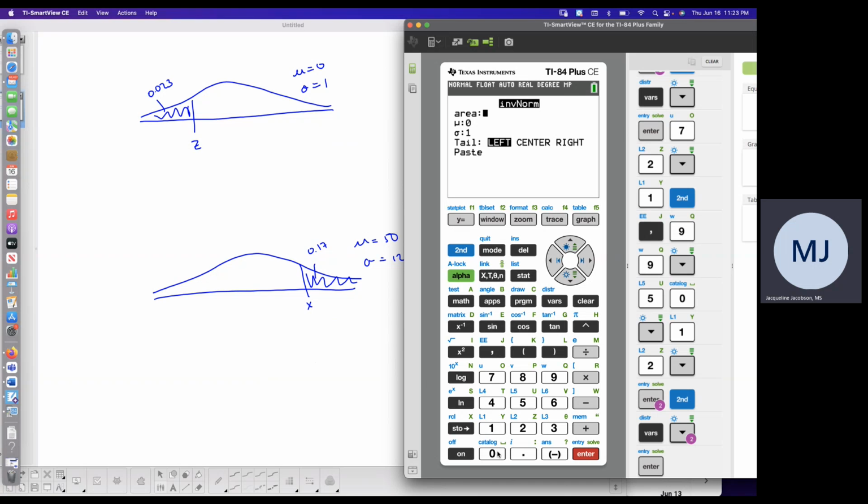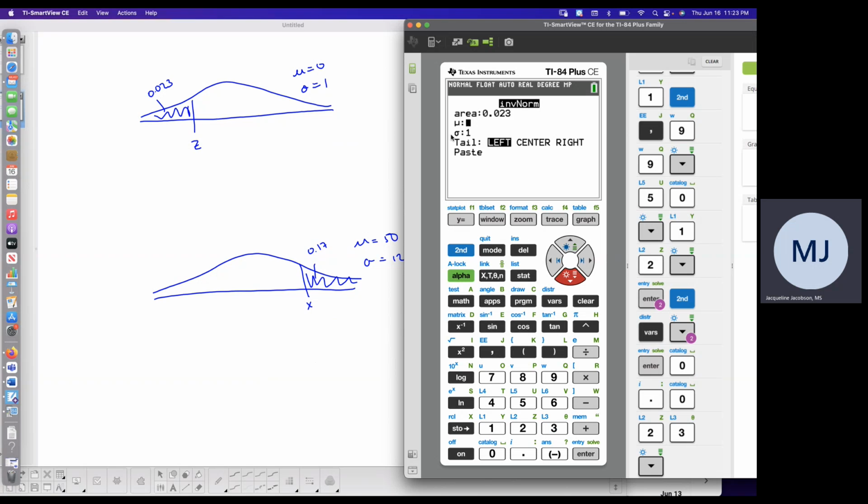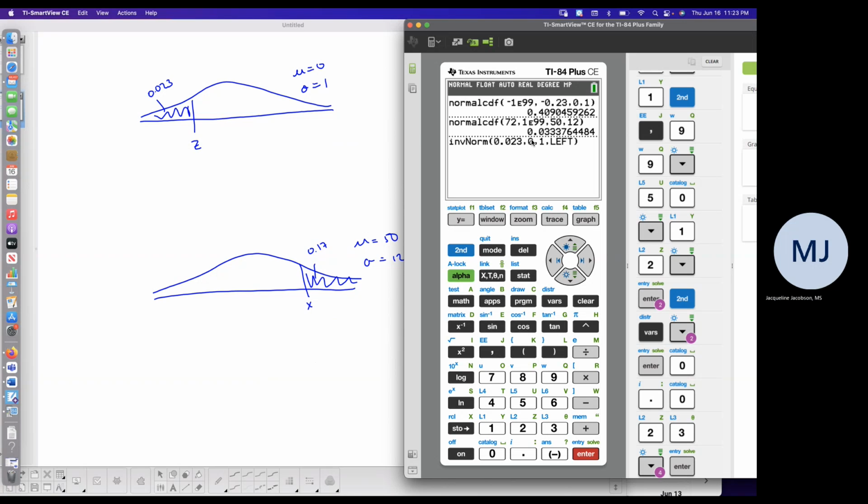So 0.0223. And then on a standard normal distribution curve, I can change the mean and standard deviation to whatever it is, depending on whatever situation or distribution I have. I'm going to leave the tail to the left because the area is in my left tail. And then I paste. Same order, inverse norm. This is always the area, and in this particular case, it represents the area to the left, and then the mean and the standard deviation. And it tells me that that z-score would be negative 1.995, or however we want to round.